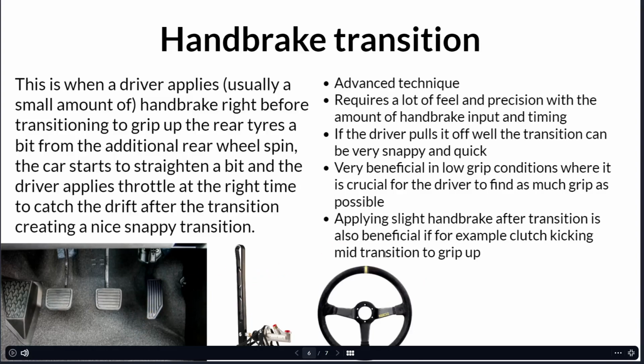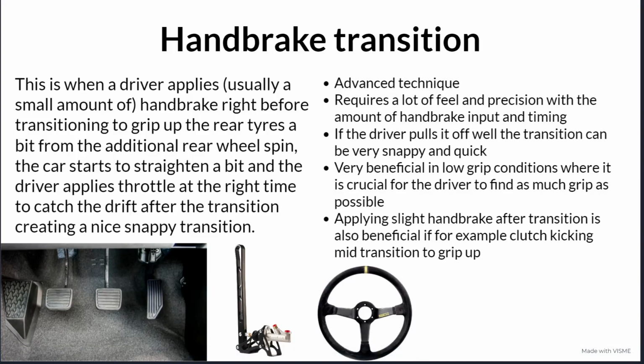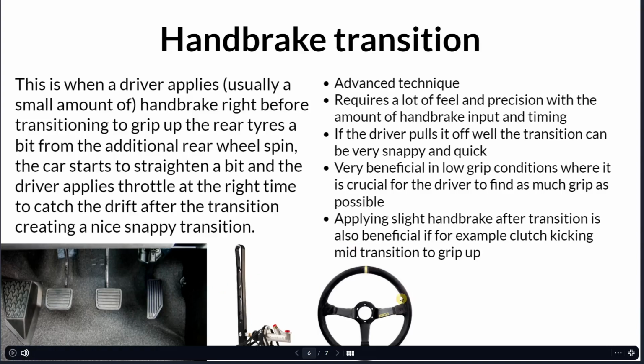We can also use this technique right after we transition. For example, in icy conditions, we transitioned and we clutch kicked. As you can imagine, there's a lot of excessive rear wheel spin, so we will push on the clutch right after we transition and pull the handbrake just a bit, the same technique pretty much. Then once we're done using the handbrake, we would release the clutch. That's the transition. It is a much more advanced technique, of course.